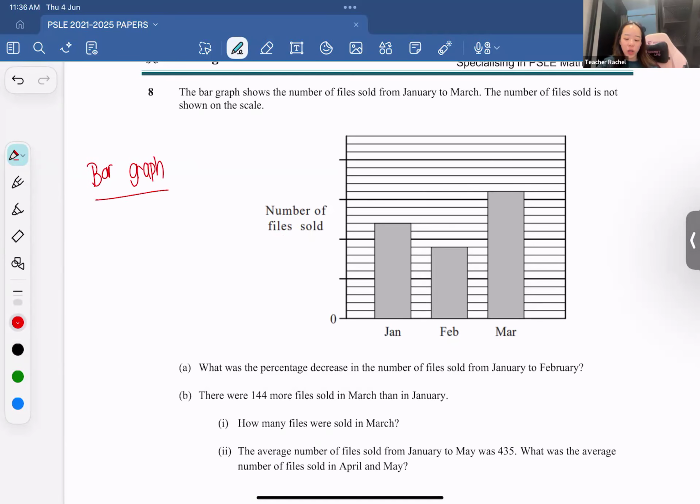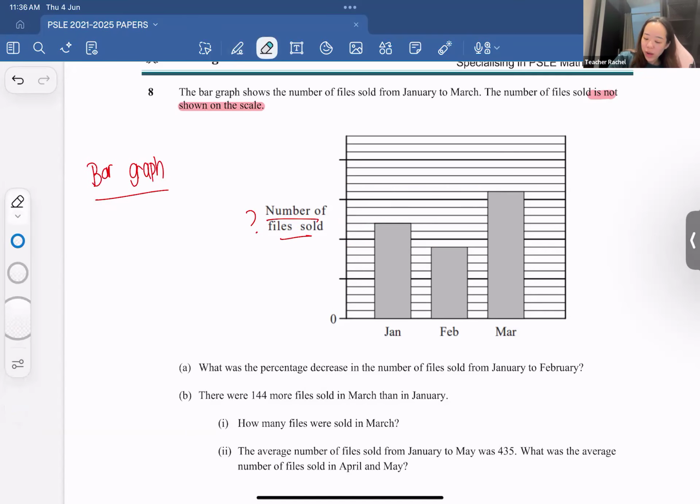For graph questions, one of the harder types for students is when the scale is not shown. When the scale is not shown, students don't know what the number is. The number of flowers sold is what? I don't know how many this is. So what concept do I use? What do I write?